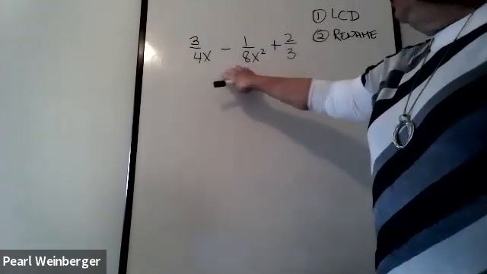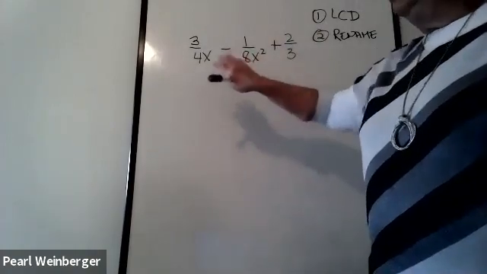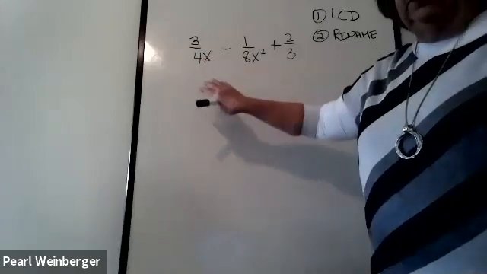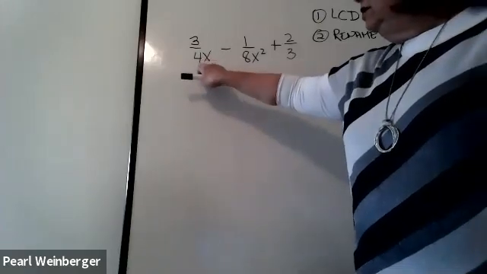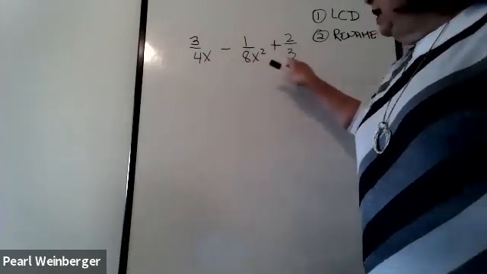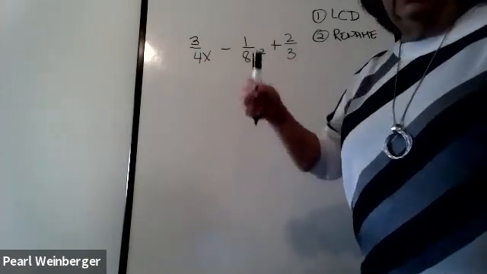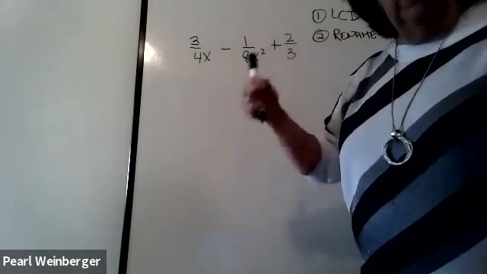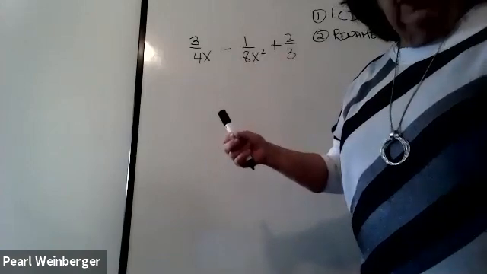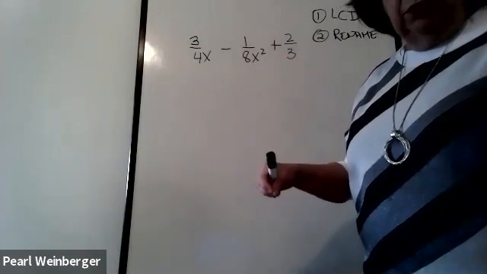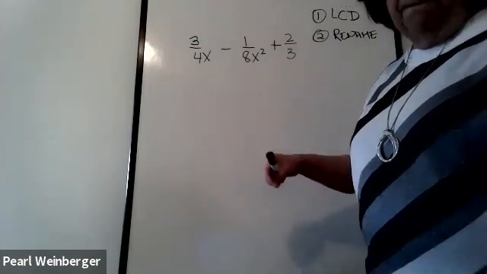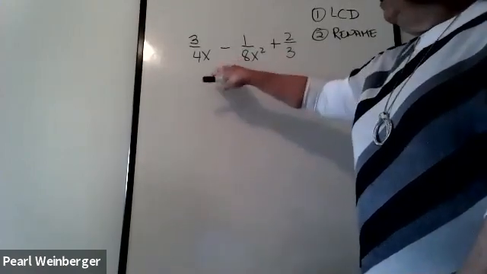We want to first find the common denominator. Now I'm going to do it the easier way because these are not hard numbers. There's a 4, an 8, and a 3. The number that all of these numbers go into has to be 24.